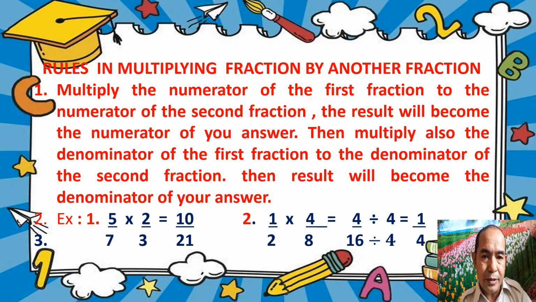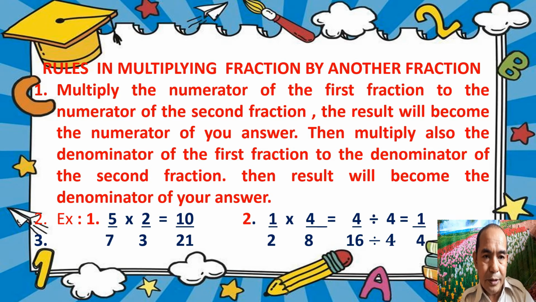So let's proceed to example number 2. 1/2 times 4/8. So again, multiplying the two numerators, we have 1 times 4, we will get 4. Then the denominator is 2 times 8, we have 16. So looking at our answer, we have 4/16.